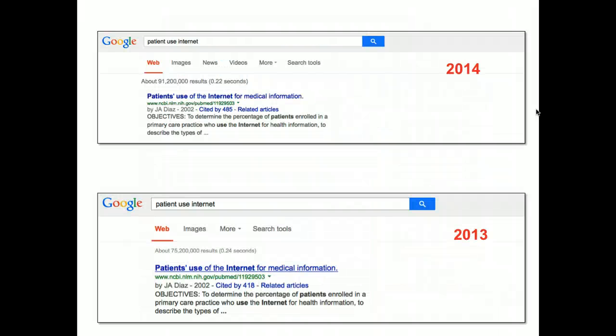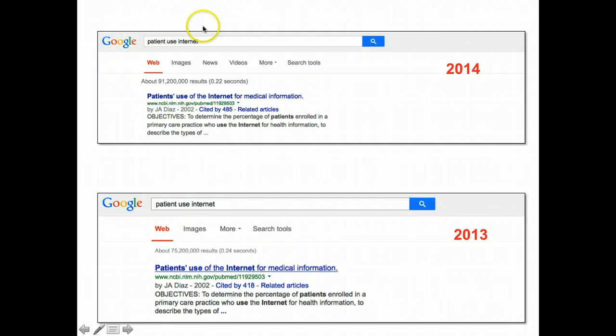So, in that context, I've taken a very simple term, patient use internet. I've not used patient use of the internet, just patient use internet. Those three words, and here are the results from 2013 and the results from late September 2014. And in that short time, hits have gone from 75 million to 91 million. And to a degree, we look at this number and it's pretty meaningless to us.